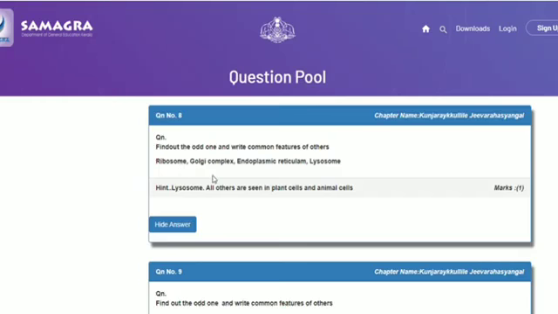Eighth question: find out the odd one and write common features of others. Ribosome, Golgi complex, endoplasmic reticulum and lysosome. Lysosome is the odd one, and all others are seen in both plant cells and animal cells.